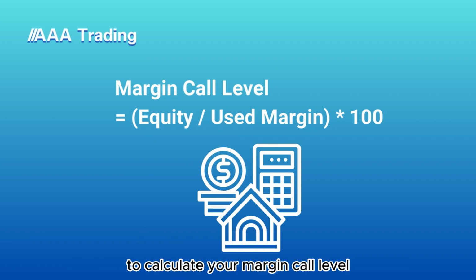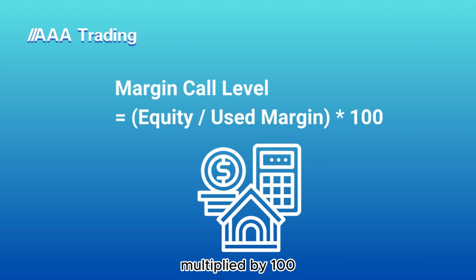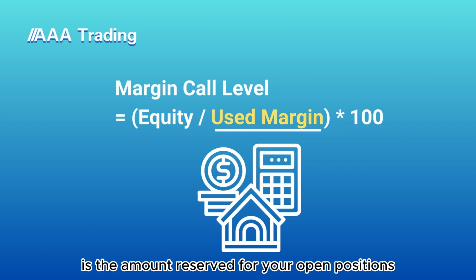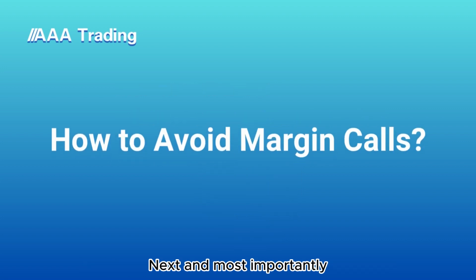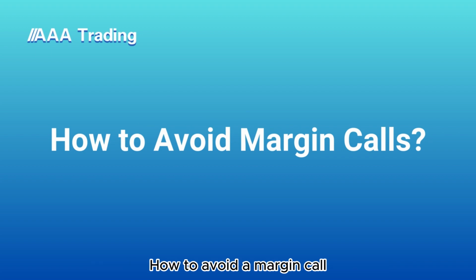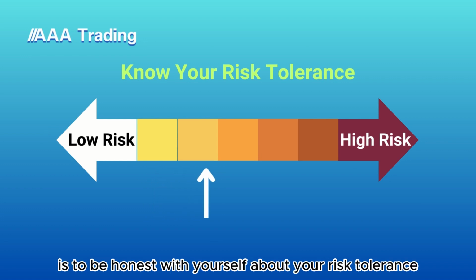To calculate your margin call level, use this formula. Margin call level equals equity divided by used margin, multiplied by 100. Equity is your account balance plus or minus any profits or losses, and used margin is the amount reserved for your open positions. Next, and most importantly, we will direct our attention to the main topic: how to avoid a margin call. The first step to avoiding margin calls is to be honest with yourself about your risk tolerance.